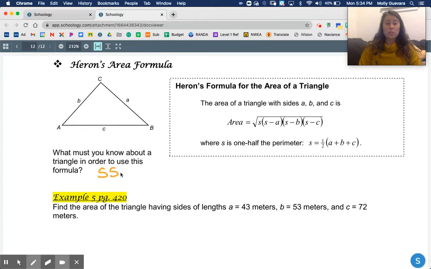So if you just know side, side, side, you can use this formula to find the area of the triangle. Okay, and here it is right here. Area is the square root of s times s minus a, side a, times s minus b, side b, times s minus c, where s is half the perimeter. So you just add up the three sides and divide by 2. Once you find s, then it's just plugging in numbers, and it should be pretty quick and easy.